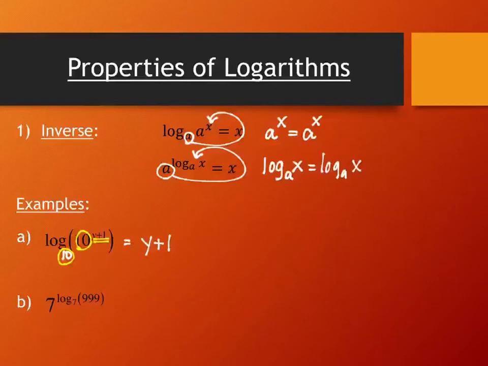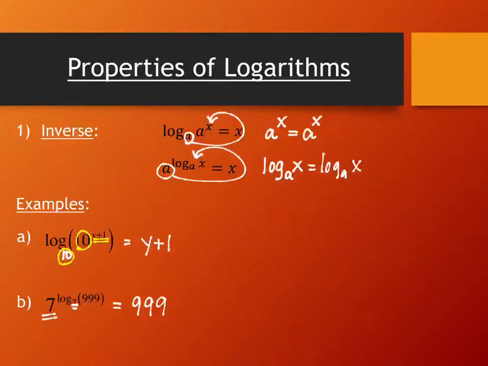And of course, the same thing's happening on the next one. I have a 7 here, and I have a log base 7 here. Those are inverse operations. So what will this part be equal to? Don't overthink this. Yeah, 999. Okay, so when this property pops up, it's extremely clean and simple to use.